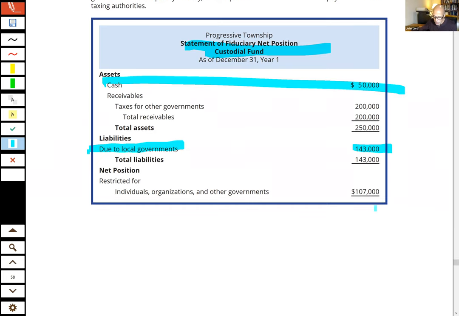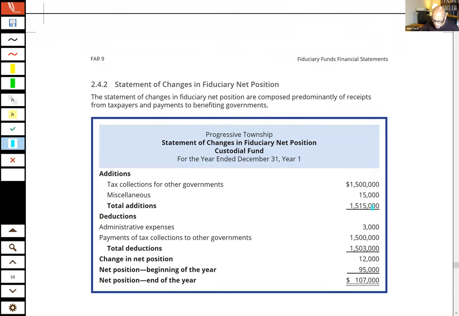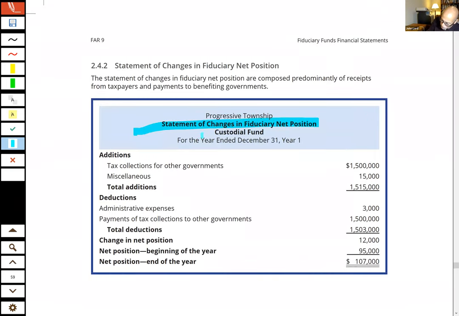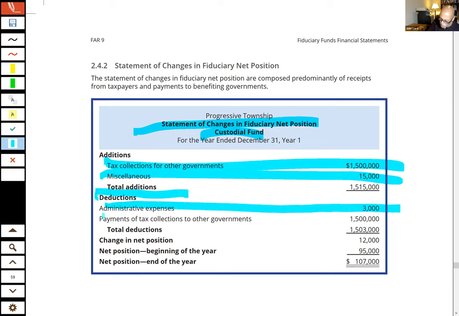And then when you look at the income statement, which is a statement of changes in fiduciary net position, there's the money that they collected. There's that little bit of miscellaneous money they're probably going to get to keep. The deductions, yes, they pay some administrative expenses, but most of their deduction is the payment of the money to the other funds.